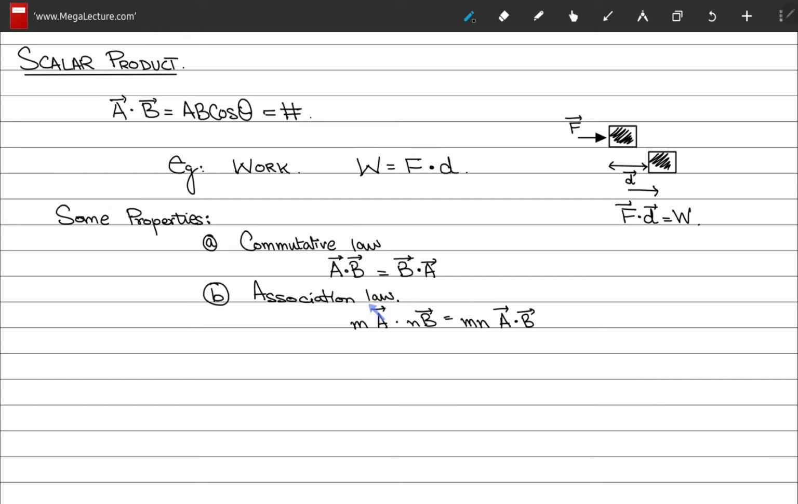They also follow associativity, such that if I have a vector a and I scale it with some number m, and I take the dot product of that with a vector b which is also scaled with some number n, it is the same if I take the product of these two scaling factors m and n and then multiply the entire thing with the dot product of vector a and b. So these two things are exactly the same.